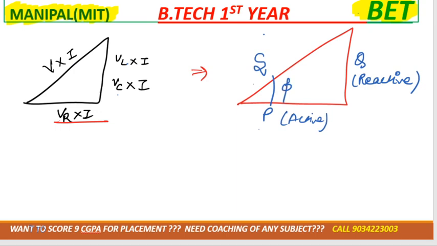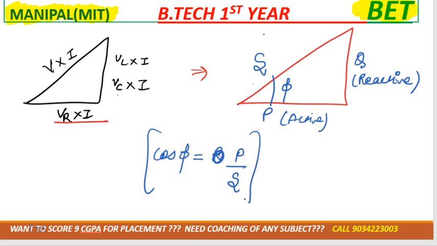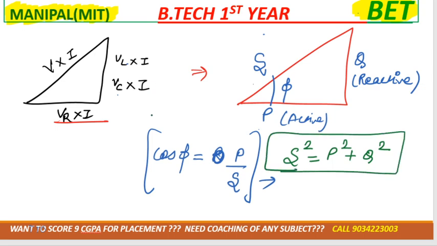Angle is phi. So if I apply cos phi, what will cos phi be from here? Base by hypotenuse, right? P by S. So if you want to find the power factor, you can get it from here. Another way is to apply the Pythagoras theorem, that is S square is equal to P square plus Q square. Write down this formula, this will become the power triangle.